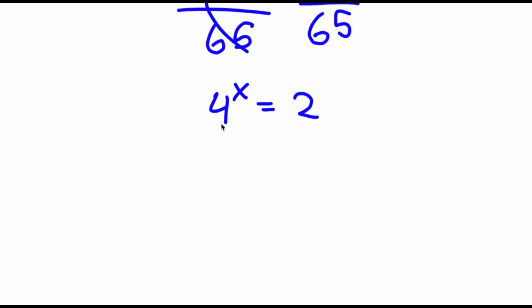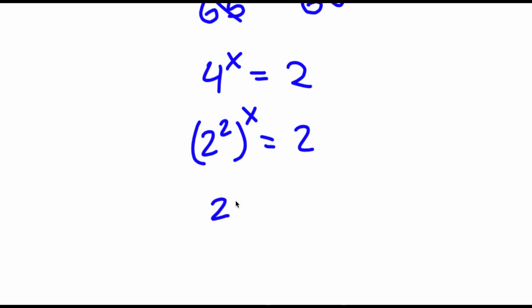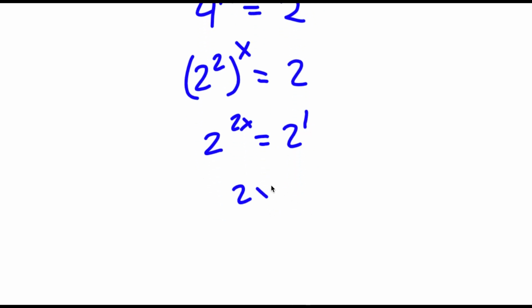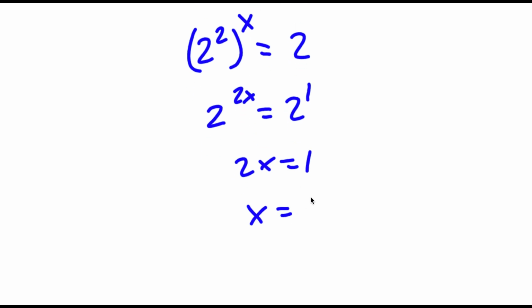Now to solve this, we can obviously tell that x is going to be less than 1, because if you plug in 1 for x, you get 4, just 4 regular. So I'm going to first start by rewriting 4 as 2 squared. And now I have 2 to the power of 2x is equal to 2, meaning 2x equals 1 and x is equal to 1/2.